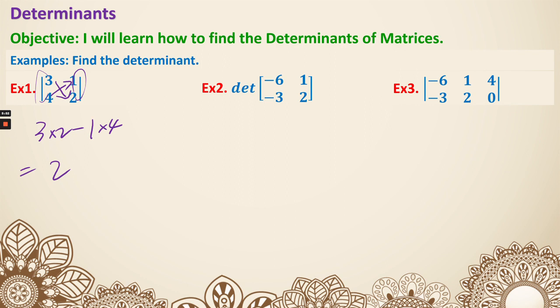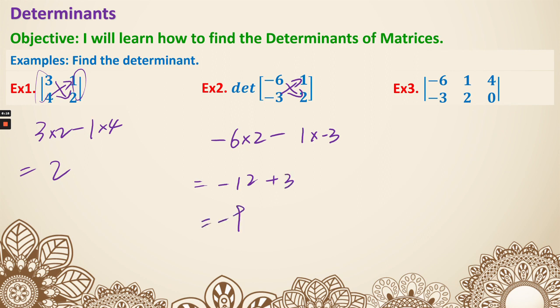Example 2, it already has the word det, so that means we're trying to find a determinant. Diagonal, subtract each other, so negative 6 times 2 minus 1 times negative 3. Or if you want to write it as negative 3 times 1, make sure you have the negative sign with the 3. So this is going to be negative 12. It's minus a negative 3, so it's a plus 3, which is negative 9.